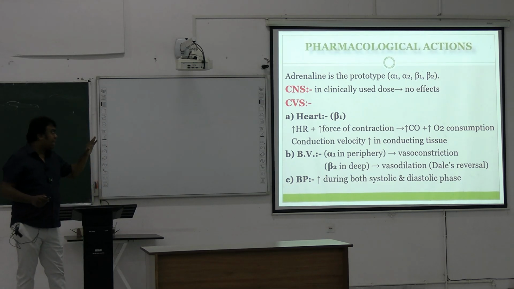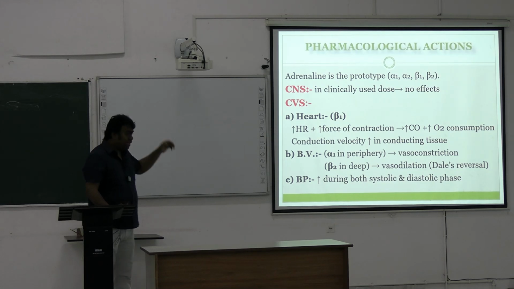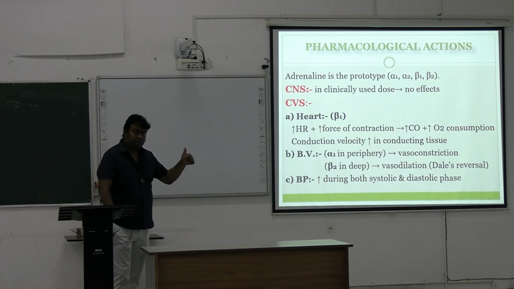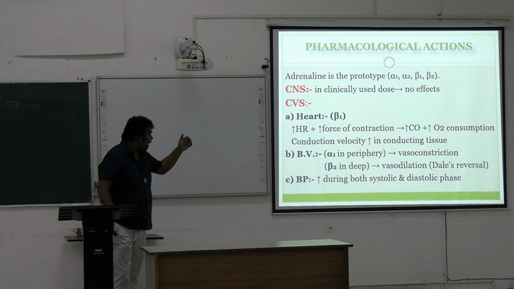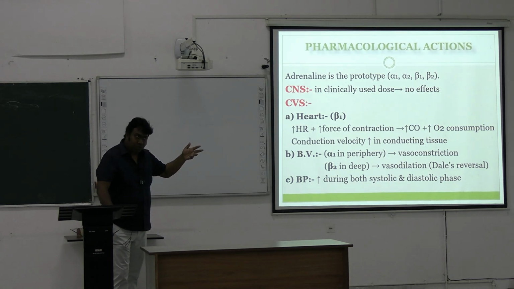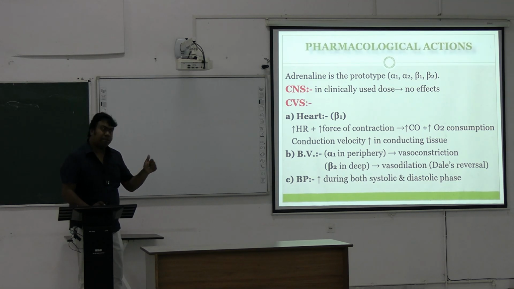Next is where it can act and how it can modulate their action. Adrenaline primarily acts on alpha 1, alpha 2, beta 1, beta 2. There is a difference between the action of adrenaline and noradrenaline. Adrenaline can act on alpha 1, alpha 2, beta 1, beta 2, but noradrenaline acts on alpha 1, alpha 2, beta 1, not beta 2. Clear? There is no beta 2 action of noradrenaline, but adrenaline has a beta 2 action.